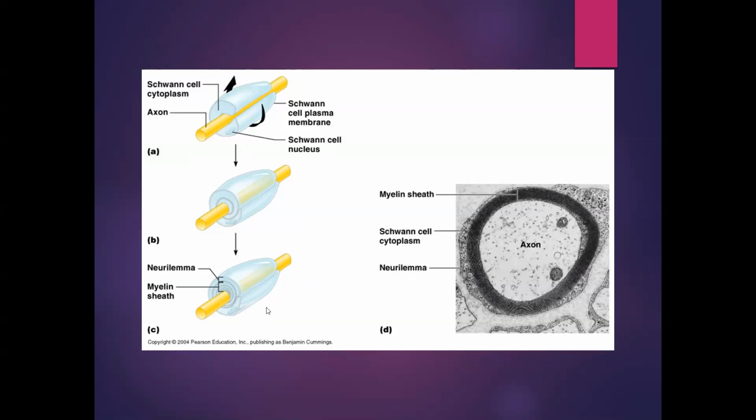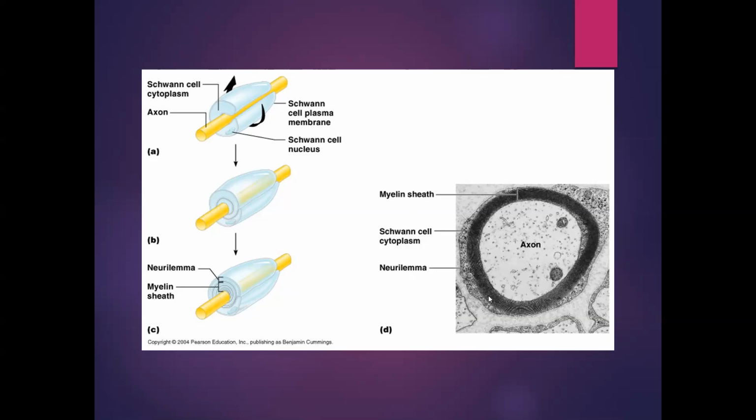So this coating is just like a hot dog bun. This would be the hot dog, and this would be the bun, or pigs in the blanket if you wrapped crescent rolls around the hot dog. And that's going to keep the ions from leaking out and changing the membrane potential.